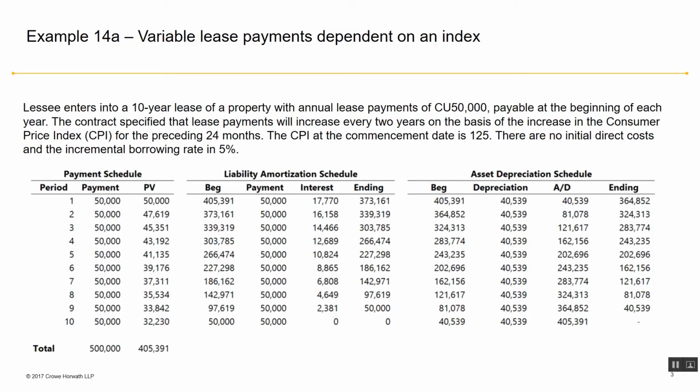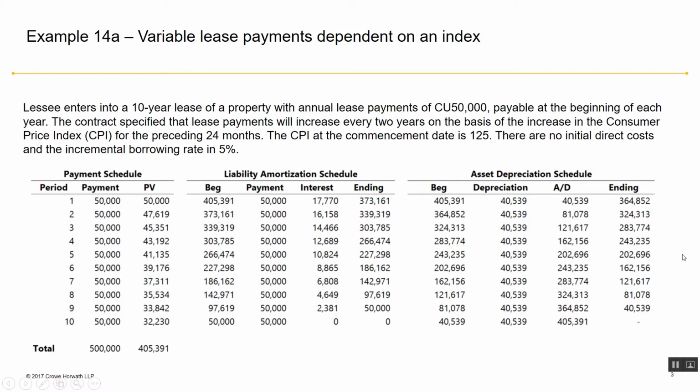Let's get started. From example 14a from the illustrative guidance, a variable lease payment dependent on an index. The lessee enters into a 10-year lease of a property with annual lease payments of 50,000 currency units, payable at the beginning of each year. The contract specified that the lease payments will increase every 2 years on the basis of the increase in the Consumer Price Index, or CPI, for the preceding 24 months. The CPI at the commencement date is 125. There are no initial direct costs, and the incremental borrowing rate is 5%.